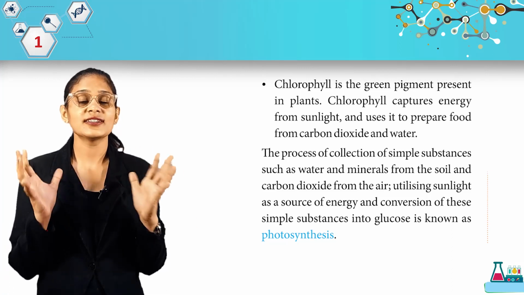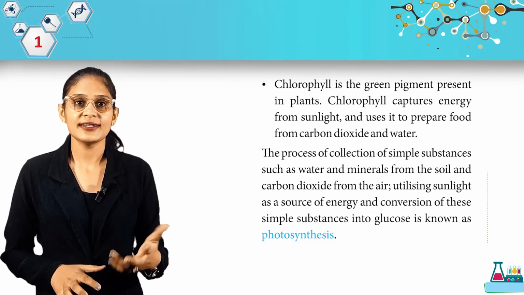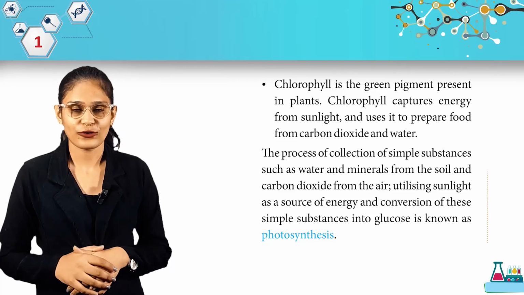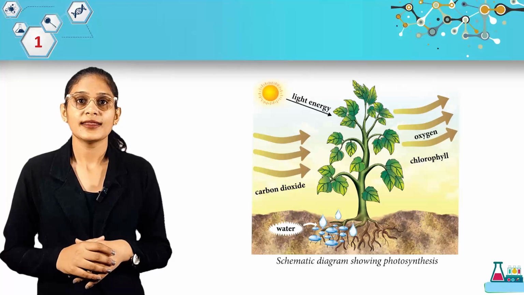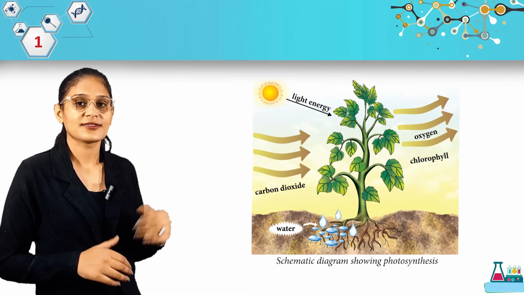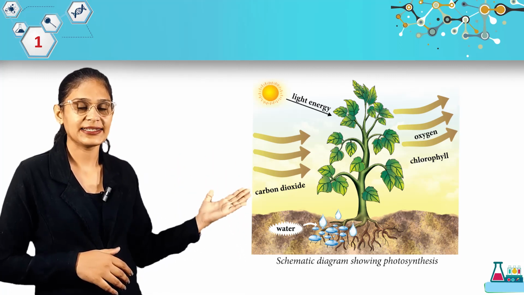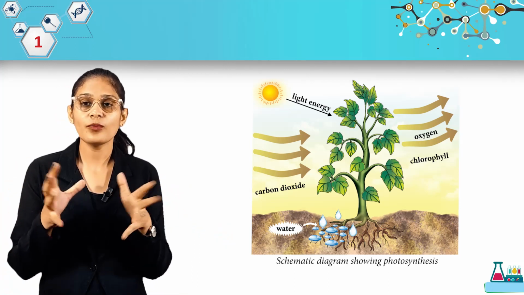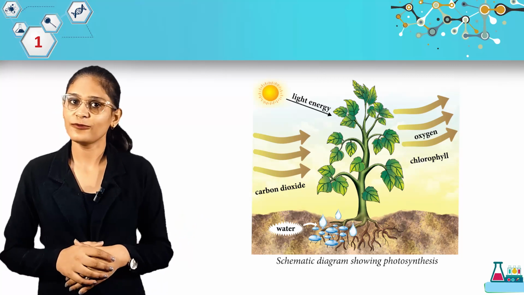So students, this is the complete process of photosynthesis. I hope you understand this because these steps are very easy and you already know about photosynthesis. Now look at the picture given on the previous page. That is a schematic diagram showing photosynthesis. Look here: water from the roots, then carbon dioxide, light energy, oxygen, chlorophyll. These are the things which we need in the process of photosynthesis.